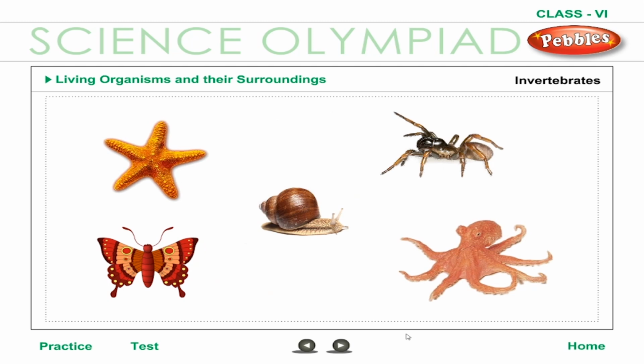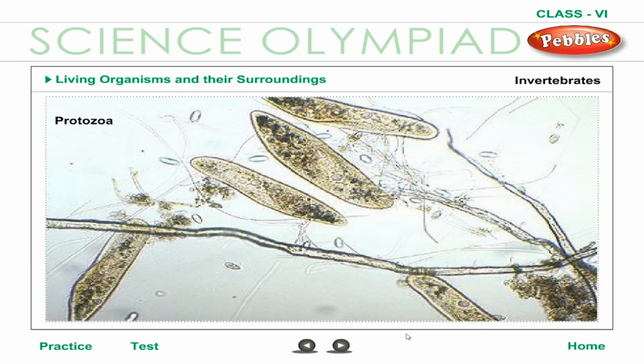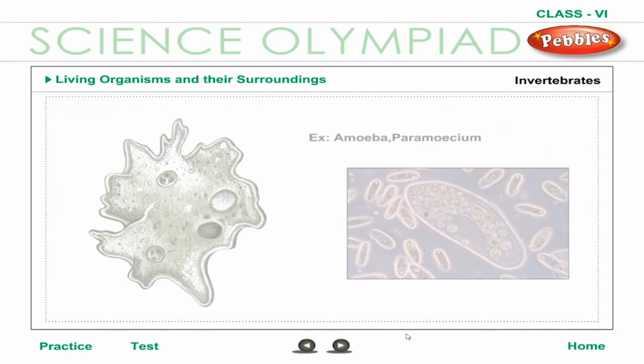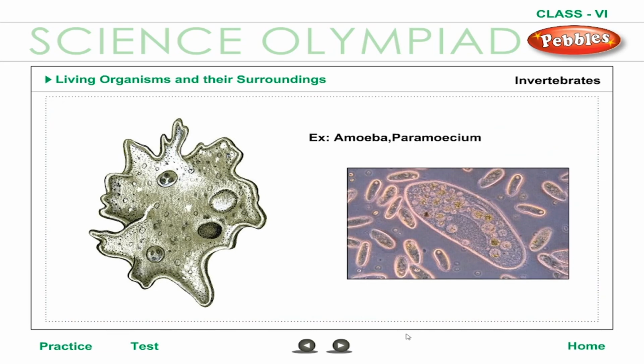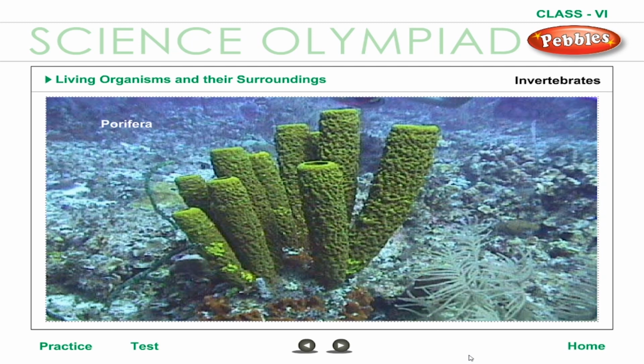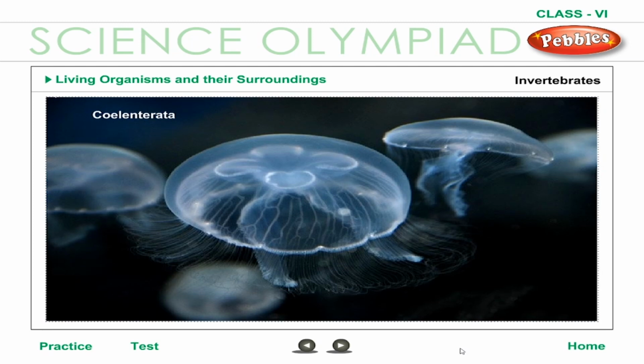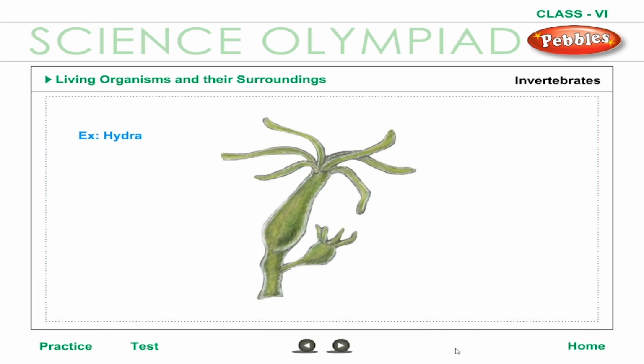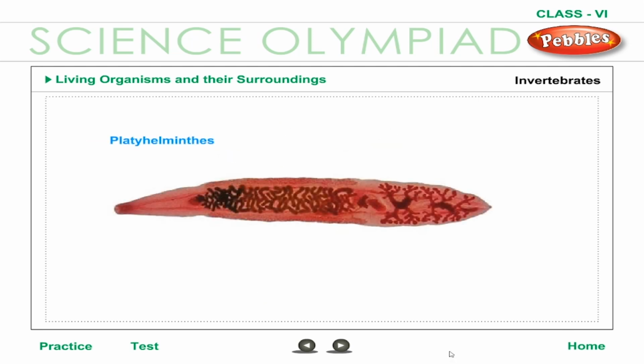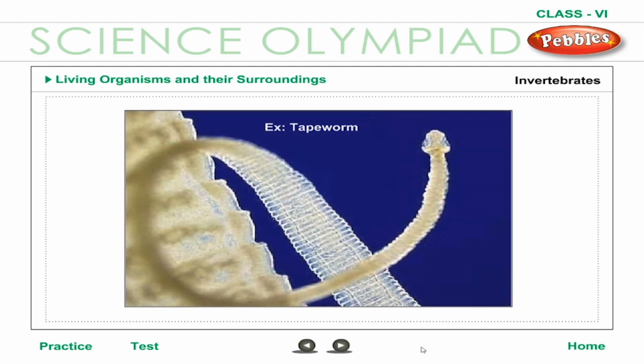Invertebrates. Animals which do not possess a vertebral column. Protozoa. These are single-celled animals. Example, amoeba, paramecium. Porifera. Multicellular organisms with pores on their bodies. These remain fixed to a particular place. Example, sponges. Coelenterata. Body of these animals is made up of 2 layers. Example, hydra. Platyhelminthes. These are leaf-like and ribbon-like worms. Bodies have 3 layers. Example, tapeworm.